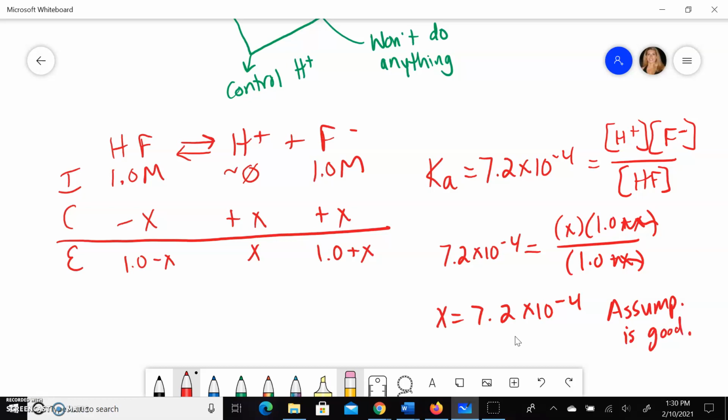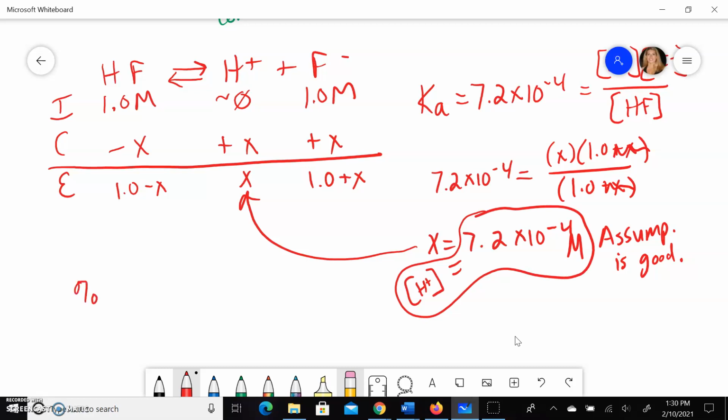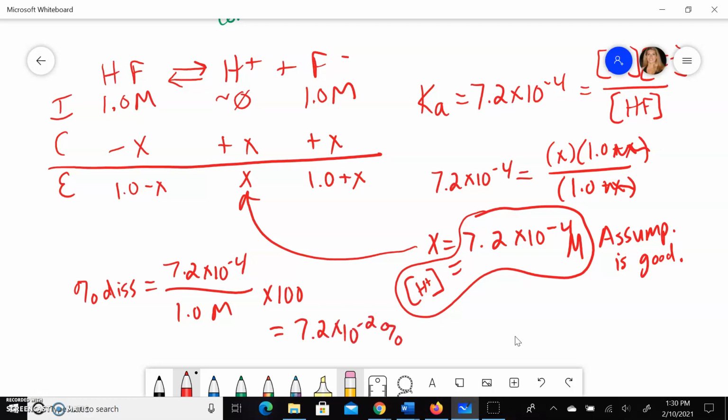And so now we know that x equals this number, and notice that x is also the same as the concentration of H+ at equilibrium. So we just stick a little unit on there for molarity, and now we know the concentration of H+. And then the last thing is the percent dissociation. We're going to put what we got for x over the initial concentration times 100. And that gives us our percent dissociation.